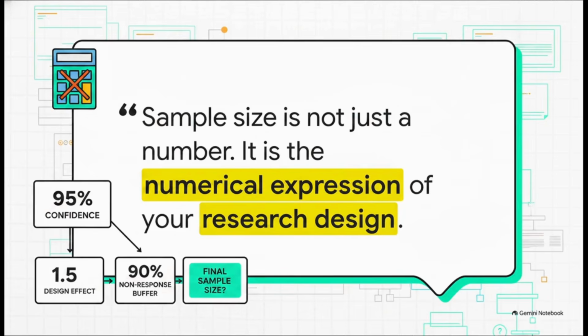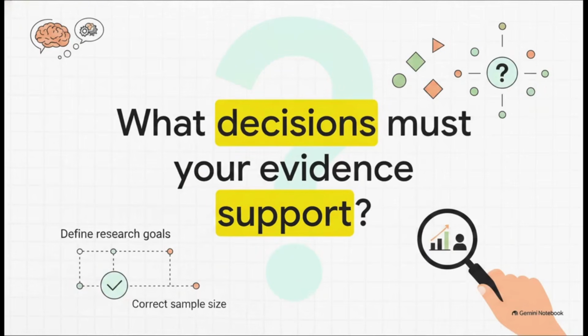Every single input we discussed today, from that 95% confidence to the 1.5 design effect to the 90% non-response buffer, was a deliberate design choice. Your final sample size is only ever as defensible as the assumptions you built upon. A simple website calculator just can't do this thinking for you. So I'm going to leave you with this final, provocative question.